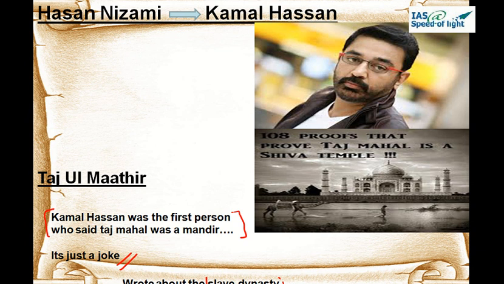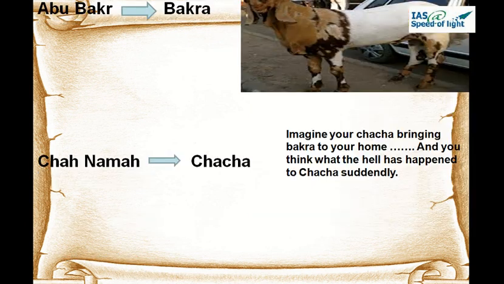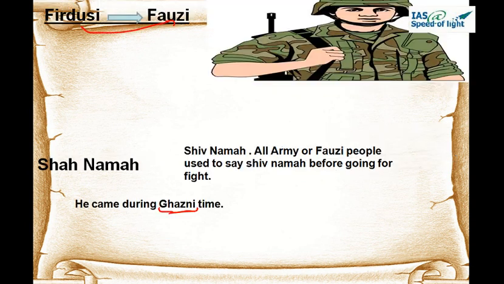Hassan Nizami, with Kamal Hassan coming in the picture now, what comes to your mind? He said Taj Mahal was a mandir, Taj ul Maasir, okay, and slave dynasty. Slaves also we added with that Taj and Mandir. So Taj Mahal, Taj ul Maasir, was written by Hassan, Kamal Hassan and Hassan Nizami. Abu Bakr, Bakra, with Bakra, what information? Who brings Bakra to your home? It was your Chacha, and your Chacha is the younger brother of your father. So Chach Nama, we related it with Bakr, that is Abu Bakr.